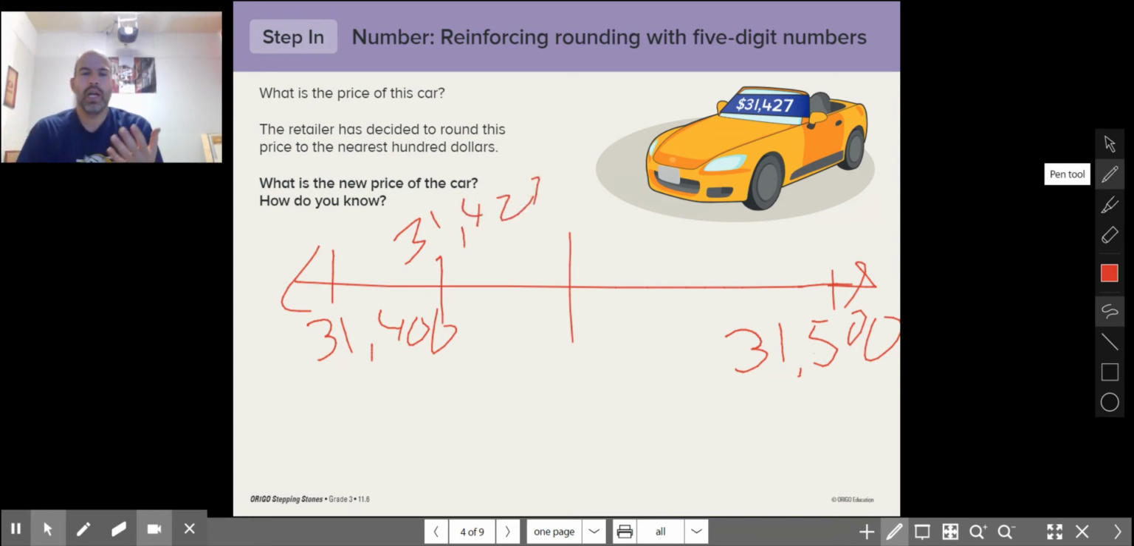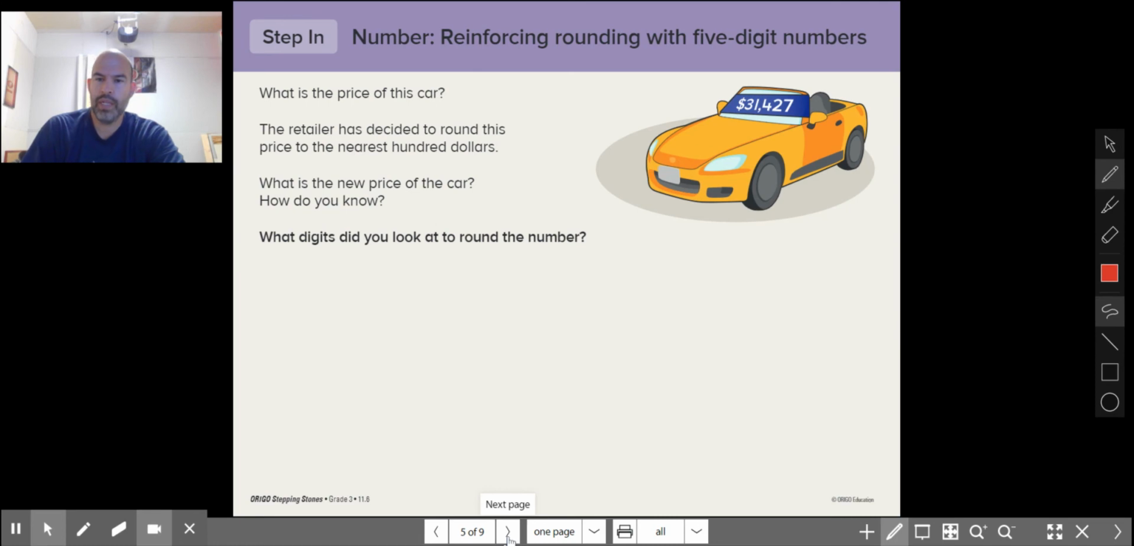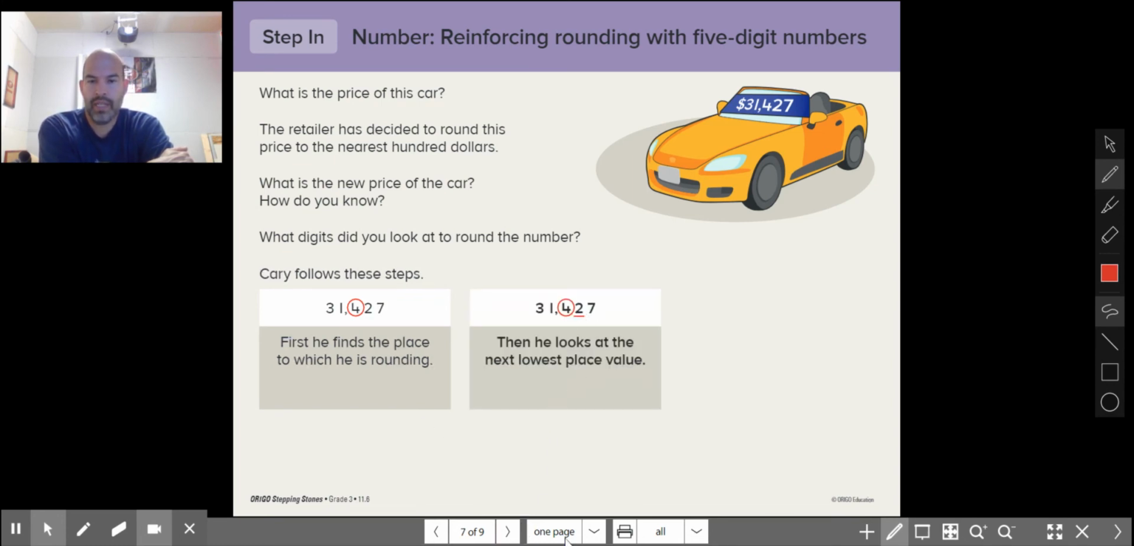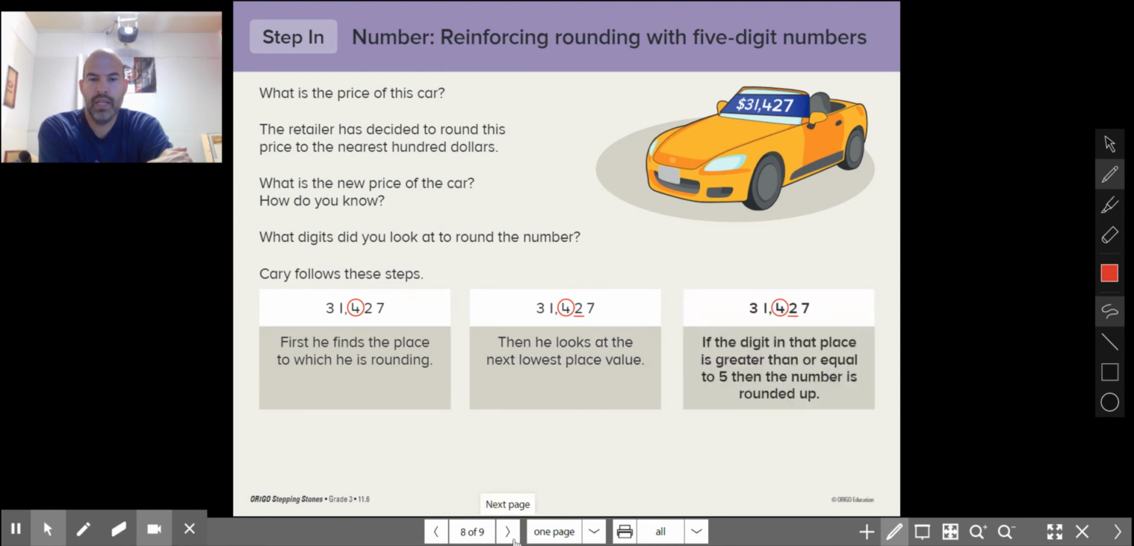31,427. So we can see that in the tens place value, we have 2 tens. So we're actually going to round this to the nearest 100 to 31,400. You might ask, what did you look at to round? We looked at the 10. We started with the hundreds, right? And then we looked over at the tens place, the next lowest place value.